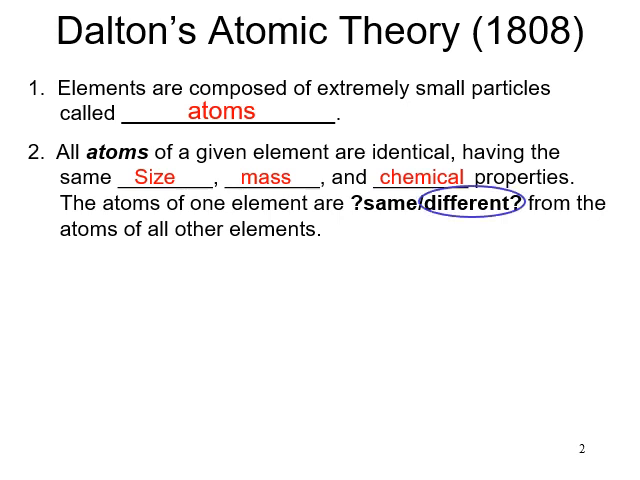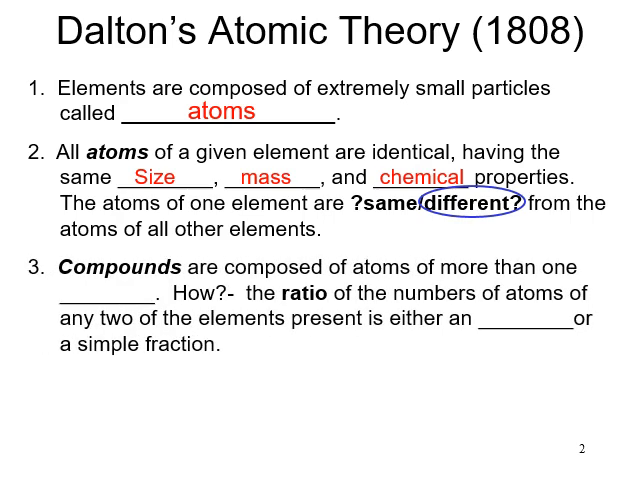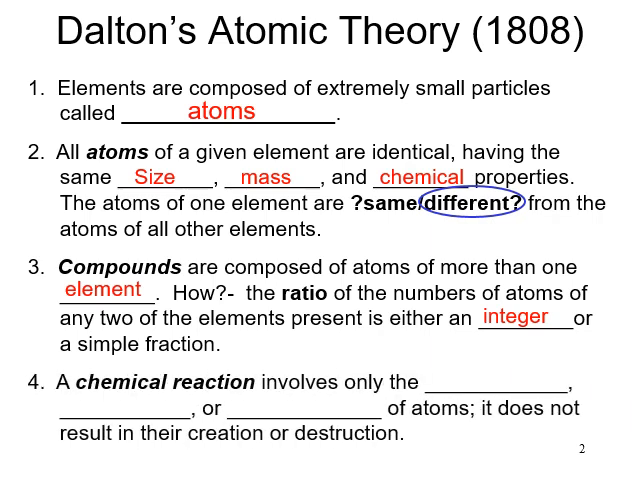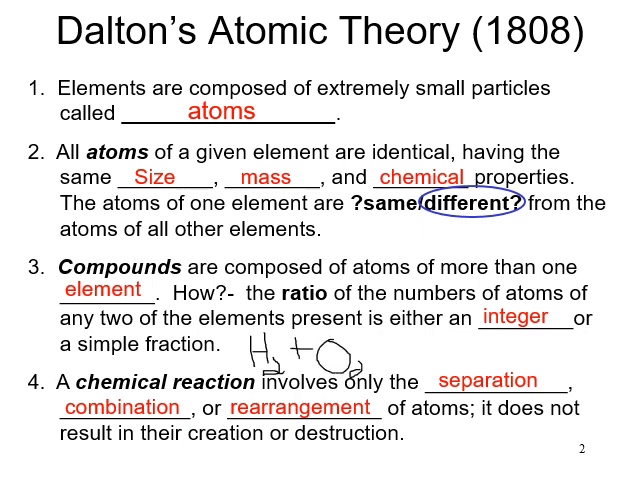I think I have this right. I do, as far as circling different there. So compounds are composed of atoms of more than one element, and the ratio in which they are present is either an integer or a simple fraction. And then a chemical reaction involves the separation, combination, or rearrangement of atoms. So I think we talked last time about hydrogen plus oxygen to make water. So that is a separation and then a rearrangement.